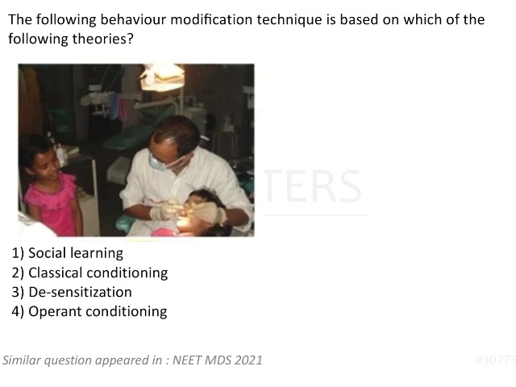The question asks us that the following behavior modification technique is based on which of the following theories. Now from the image, what we can gather is that there is a younger child who's observing an older child sitting in the dental chair displaying cooperative behavior. So this kind of behavior modification technique is known as modeling.